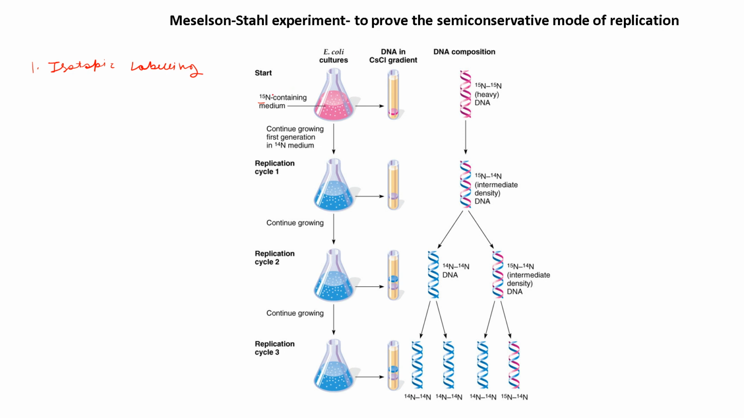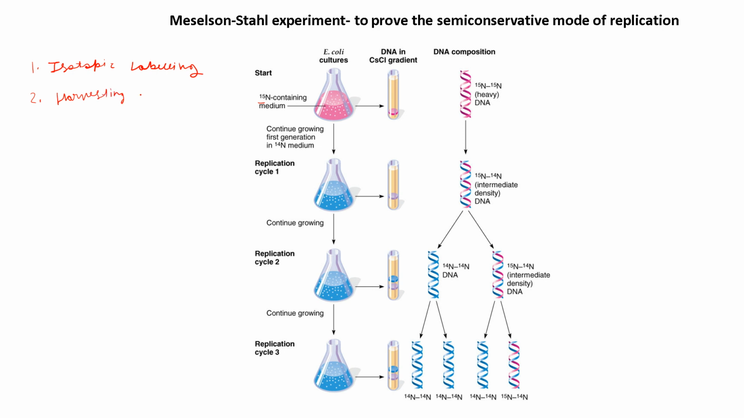So here you can see the N15 containing medium is there, and E. coli cultures are grown in this heavy isotope. Then they continue growing the first generation in N14 medium. So the second step is harvesting the DNA samples.